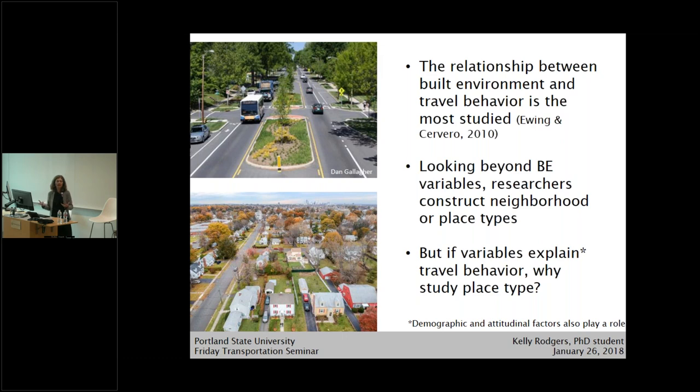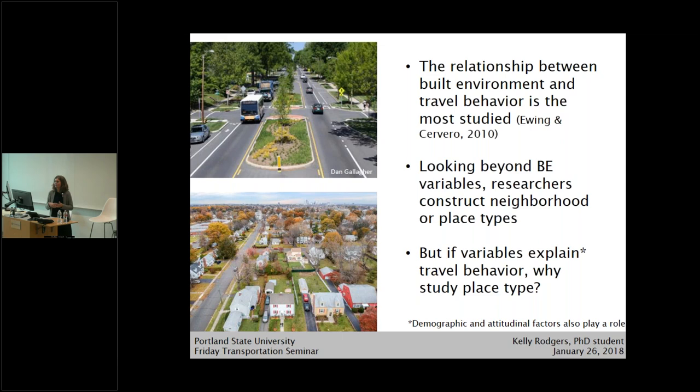And then planners and practitioners are very interested in this question because it suggests that there are different policy options or decisions that they would make if they have goals around reducing vehicle miles traveled and greenhouse gas emissions or improving walkability. So that's why it's interesting. But the question remains, if we know that these variables, the 5 D's, which are destinations, density, diversity, distance to transit, and some other one that I'm forgetting, predict how people travel, why would you bother to put them into place types?